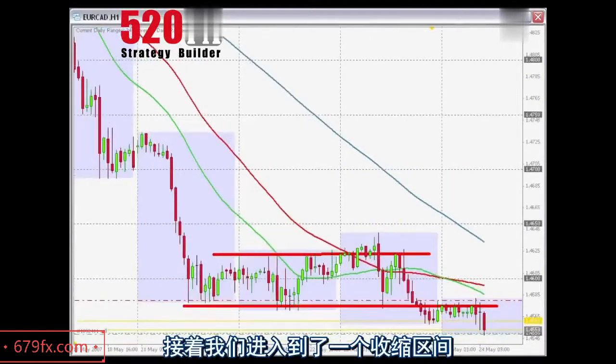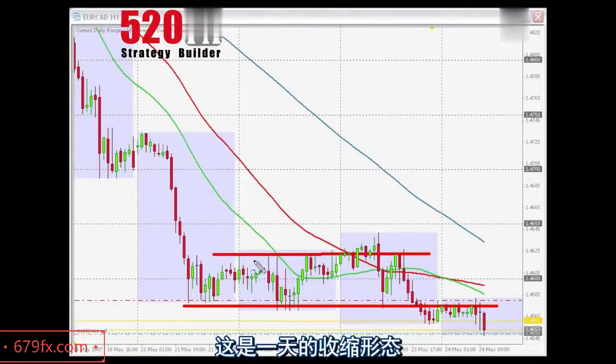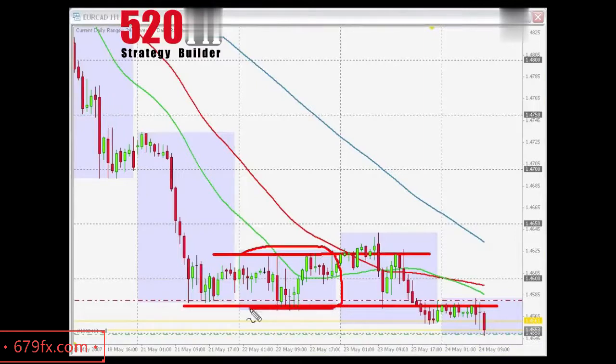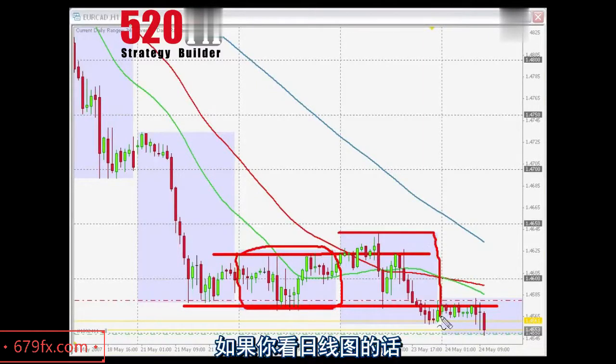After that we entered a period of consolidation. It was a 1 day consolidation. Have a look at this very tight narrow range. You see that, guys?